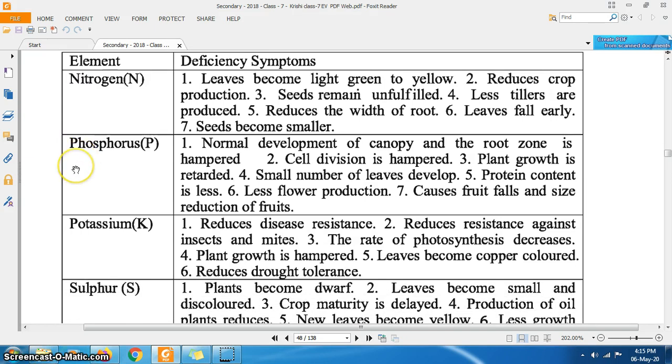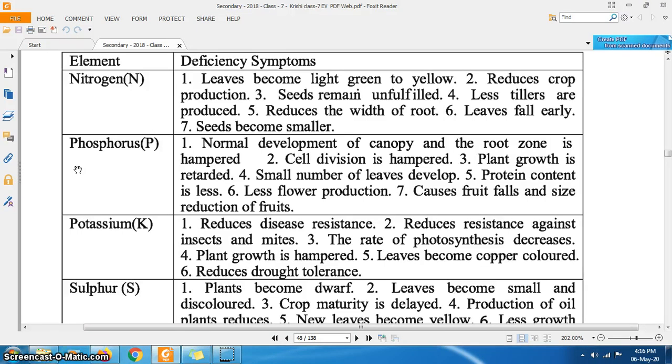Deficiency symptoms of phosphorus: normal development of canopy and root zone is hampered. Cell division is hampered and plant growth is retarded. A small number of leaves develop. Protein content is less. Less flower production causes fruit fall and size reduction of fruits.